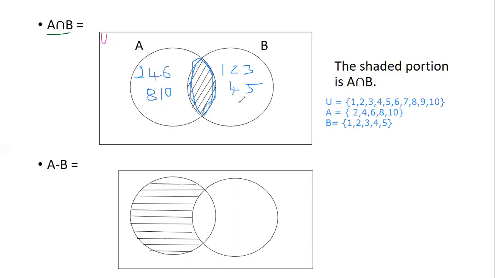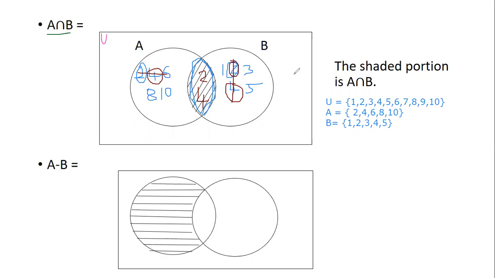Now, why do we represent it like this? This is the place where common elements are written. Now, out of 2, 4, 6, 8, 10 and 1, 2, 3, 4, 5, there are two elements which are common. That is 2. See, 2 is present in both the places. 2 is present in both the places and 4 is also present in both the places. So instead of writing them here, I'm going to write 2 and 4 in this place because it is common in nature.